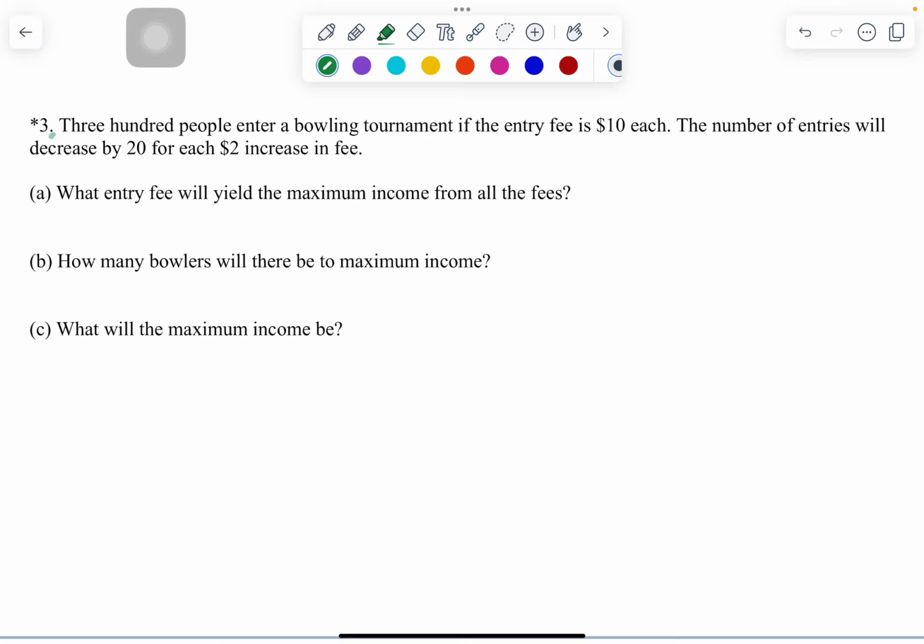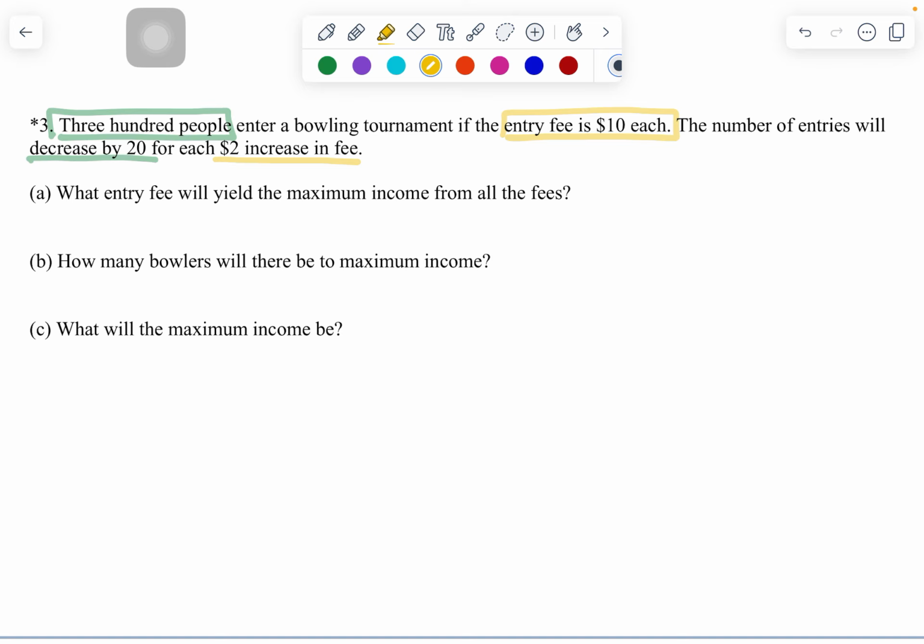We have 300 people entering a bowling tournament. If the entry fee is $10 each, I was about to read that completely wrong. The number of entries decrease by 20 for each $2 increase in fee.